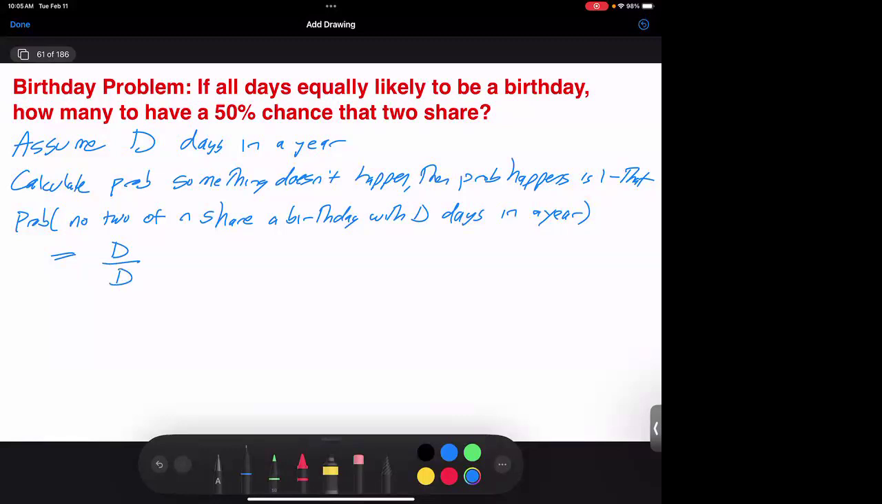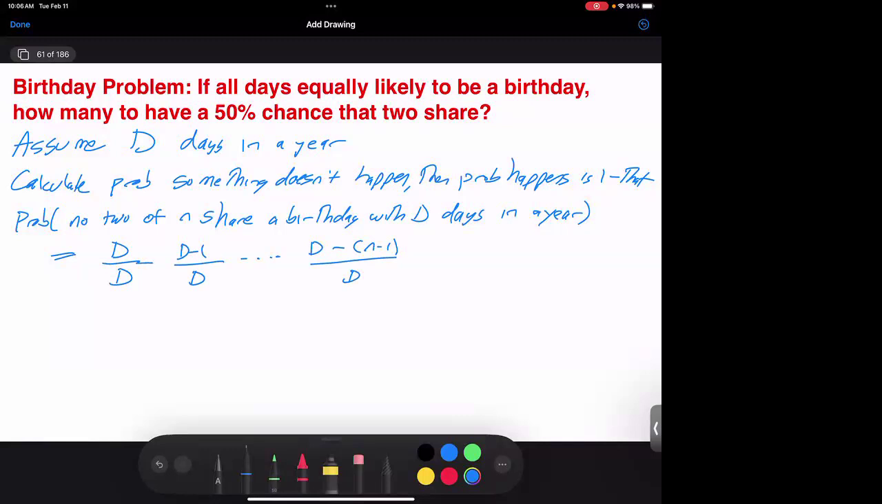And now the next person walks in. They can't share the same birthday as the first person, so how many days are available? D minus 1. And you keep going all the way down until D minus n minus 1. And it's annoying.